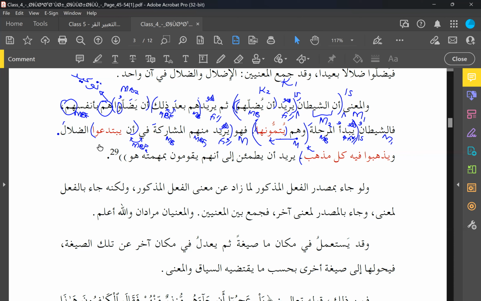We can translate it as a masdar. Yabda'u means they start, they generate or make up. يبتدع, this is not يبدع, this is يبتدع, ابتدع يبتدع. So you can actually replace this with ابتداعا. So المشاركة في ابتداعي. You see how that just fits in perfectly there.